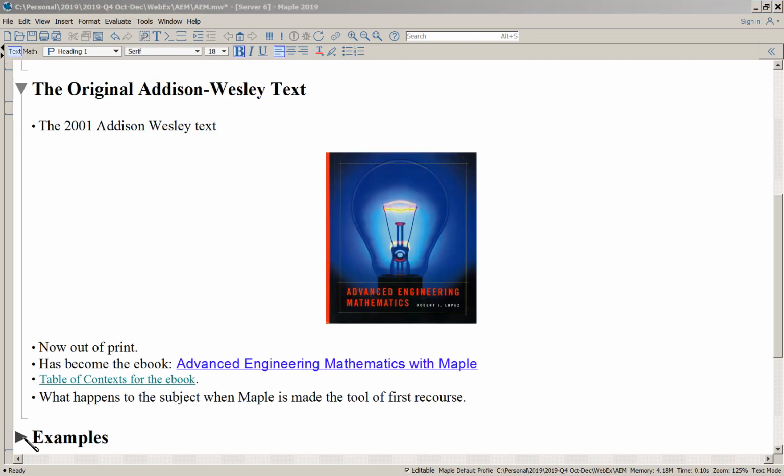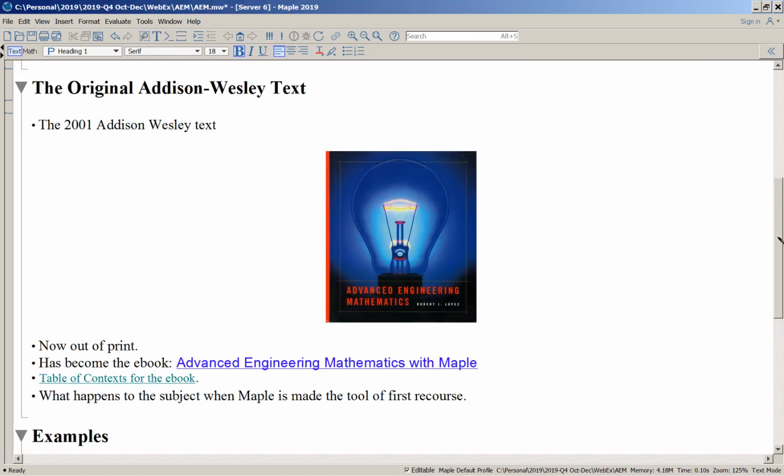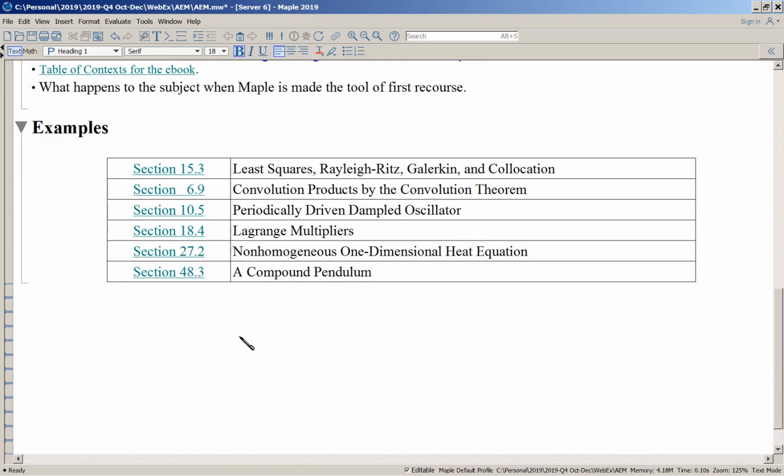So here are some of the examples that I would like to share with you by way of making my point about using Maple as a tool of first recourse while learning this material. This section treats approximate analytic techniques for solving boundary value problems for ordinary differential equations, and you can see the methods we'll look at are least squares, Rayleigh-Ritz, Galerkin, collocation.